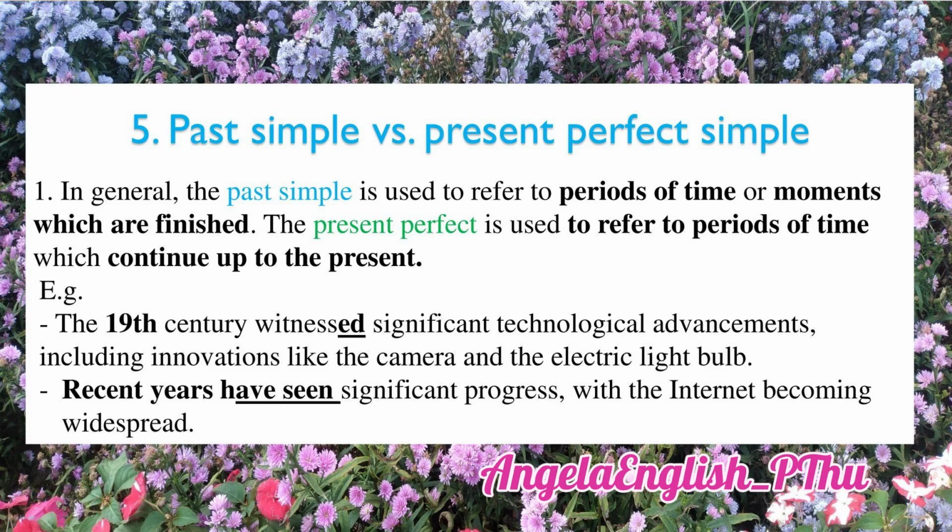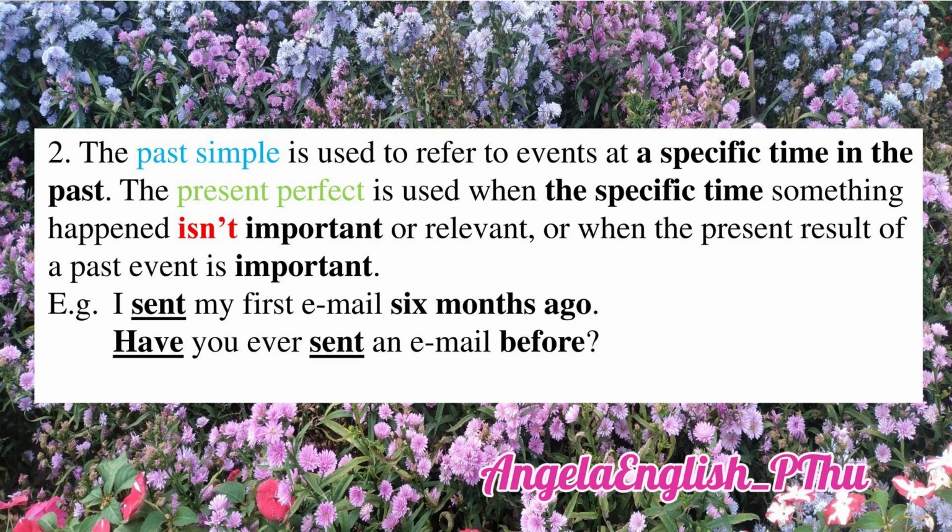For example, the 19th century witnessed significant technological advancements, including innovations like the camera and the electric light bulb. Recent years have seen significant progress, with the internet becoming widespread. 2. The past simple is used to refer to events at a specific time in the past. The present perfect is used when the specific time something happened isn't important or relevant, or when the present result of a past event is important.